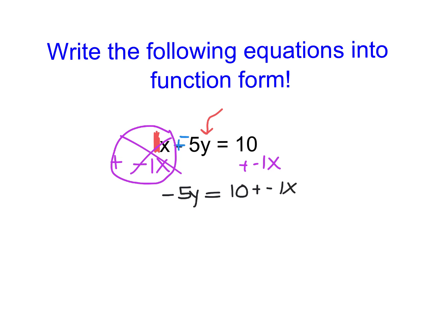Now, my next step here is I want to get the y completely by itself, which means I need to undo this multiplication here by utilizing division. So I divide each side, or everything, by a negative 5. So here I end up with just y on the left-hand side. 10 over negative 5 is negative 2.